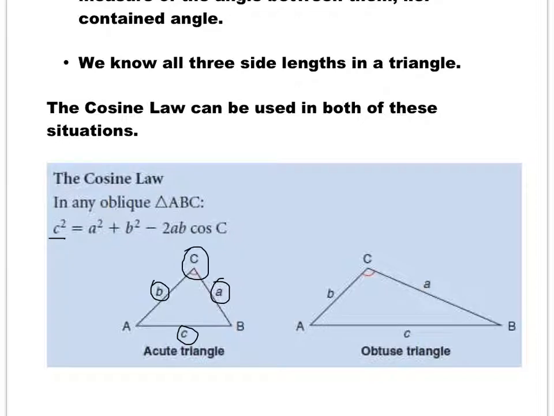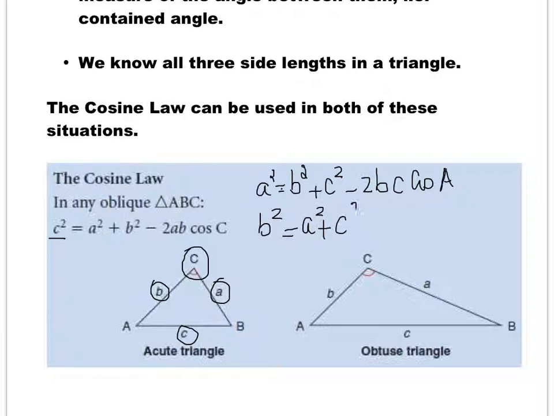Now, this cosine law can also be written for the other two sides. For instance, to write the cosine law for side a, I can write that a squared is equal to b squared plus c squared minus 2bc cos of the angle between the sides b and c, which is angle A. At the same time, I can write b squared is equal to a squared plus c squared minus 2ac cos of the angle between them, which is B.